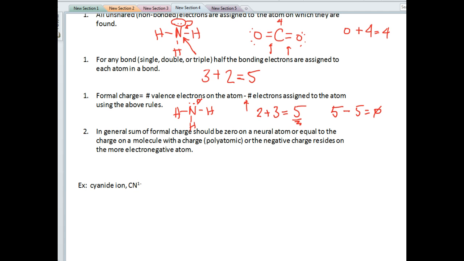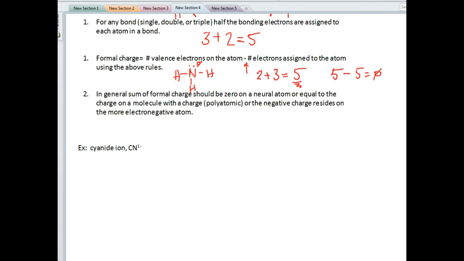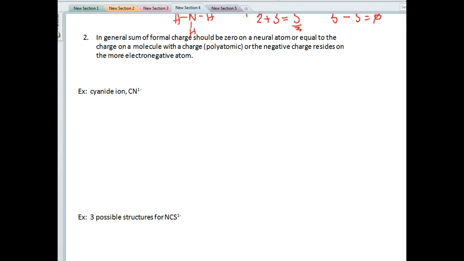In general, the sum of the formal charges should be 0 on a neutral molecule. If we go through and calculate the formal charge for each hydrogen, we could do that easily, and if we added up each hydrogen plus the formal charge on the nitrogen, it would equal 0. Or it should equal the charge on a molecule with a charge, which is going to be a polyatomic ion. Or the negative charge should reside on the most electronegative atom. Let's do some of these, and I think it'll become real clear once we do a few of them what we're talking about here.